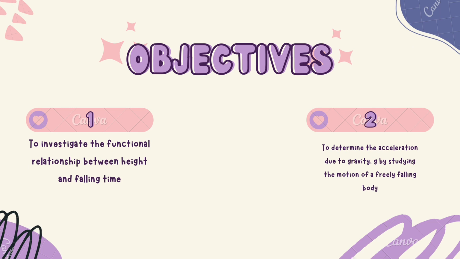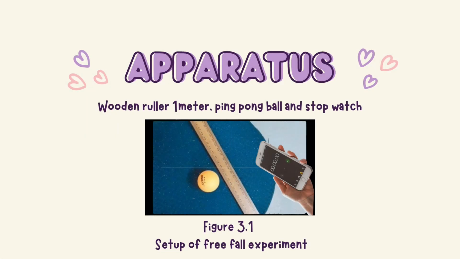This experiment was done to investigate the functional relationship between height of fall and falling time. Other than that, it was to determine the acceleration due to gravity by studying the motion of a freely falling body. This is the apparatus that we use in our experiment: first, a wooden ruler 1 meter, a ping pong ball and a stopwatch in our phone.